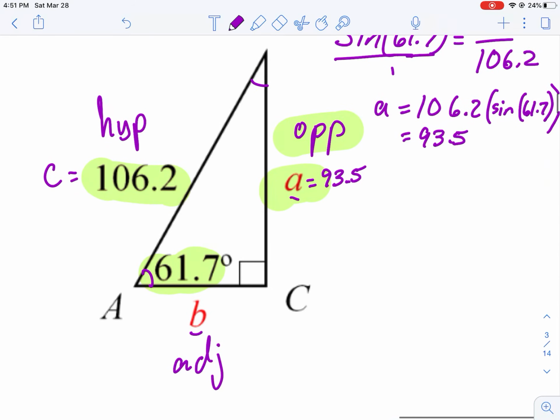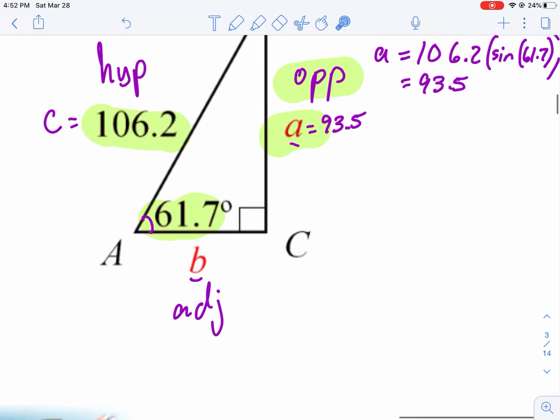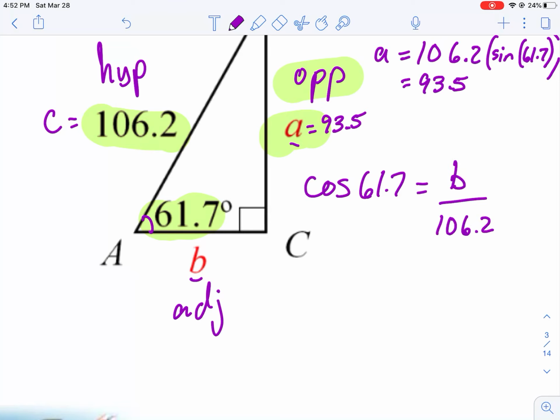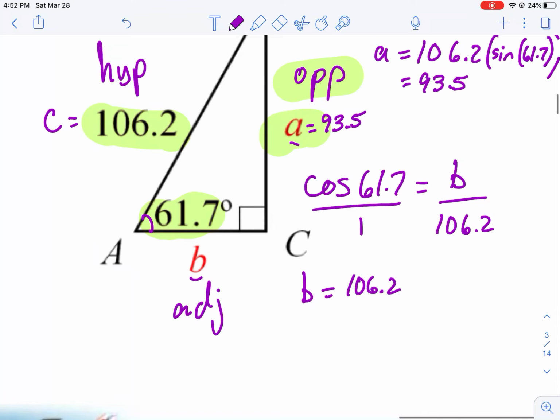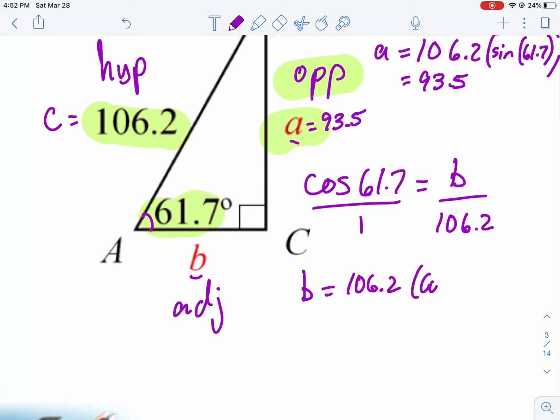To find B, it's going to be similar, only now working with the adjacent and the hypotenuse. So hopefully you see adjacent and hypotenuse. We're going to work with a different trig function. This time we're going to work with cosine of 61.7 is equal to the adjacent side, B, over the hypotenuse, 106.2. Again, you can cross multiply and divide, or just multiply both sides by 106.2. B equals 106.2 times the cosine of 61.7 degrees, which will give us 50.3.